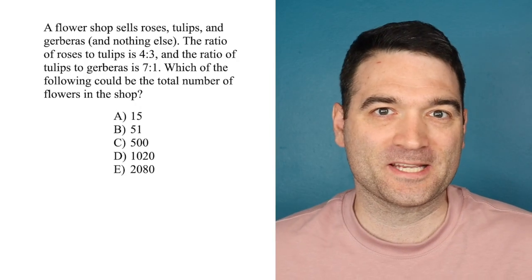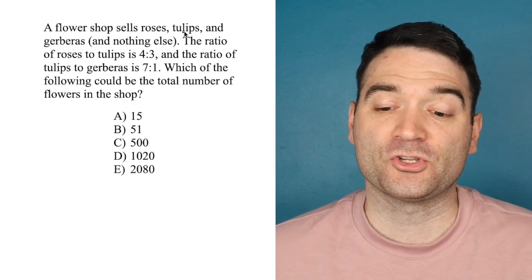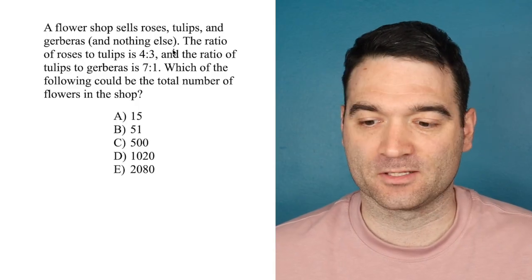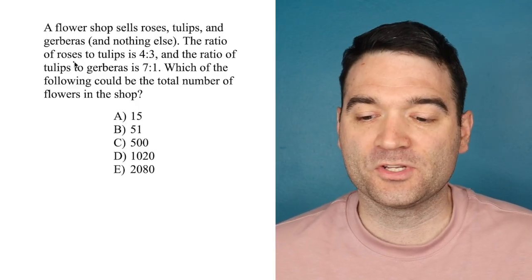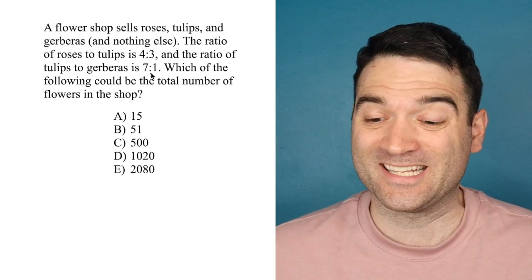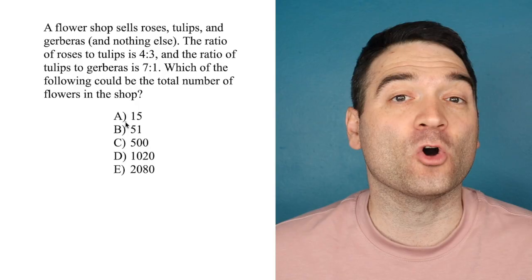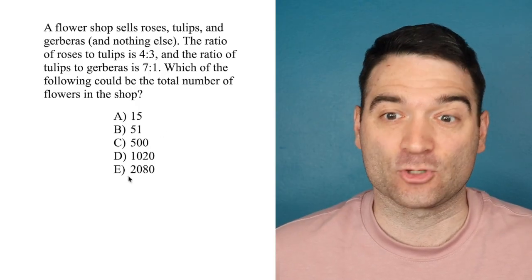Here's a GRE arithmetic question. Let's take a look. A flower shop sells roses, tulips, and gerberas, and nothing else. The ratio of roses to tulips is 4:3, and the ratio of tulips to gerberas is 7:1. Which of the following could be the total number of flowers in the shop?